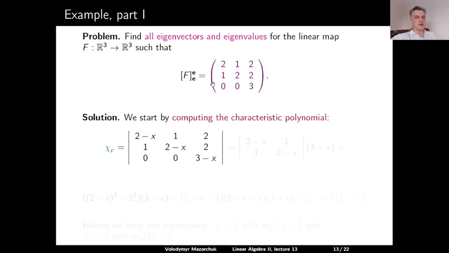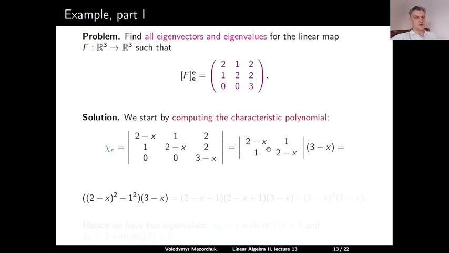So it's the determinant of the matrix of f minus x on the diagonal. So we see that this matrix, (2 minus x, 1, 2; 1, 2 minus x, 2; 0, 0, 3 minus x), is a block diagonal matrix. We have a 2 times 2 block, (2 minus x, 1; 1, 2 minus x), and then a 3 minus x, 1 times 1 block. So the determinant of our 3 times 3 matrix is the determinant of our 2 times 2 matrix times the determinant of our 1 times 1 matrix.